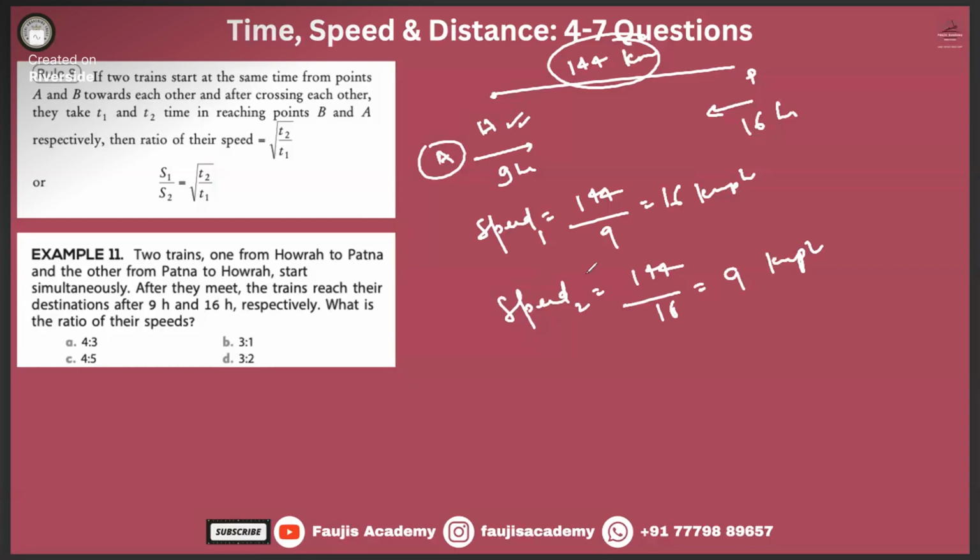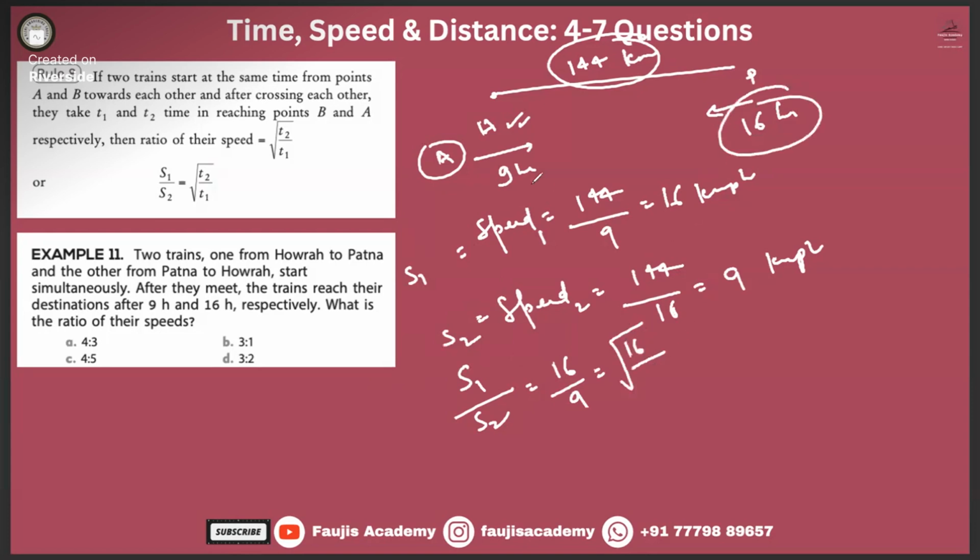So what did we observe over here? S1 by S2, where this one is your S1 and this one is your S2, is basically 16 by 9, which is supposedly root under T2 by T1. Time taken by 2 is 16 hours, and time taken by 1 is 9 hours, right? So 16 by 9, is that 4 by 3? Are we doing some calculation error somewhere? One moment, guys. The speed ratio is 4 is to 3, yes, that's correct.